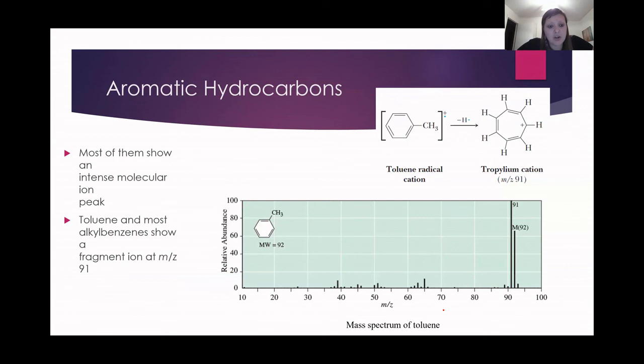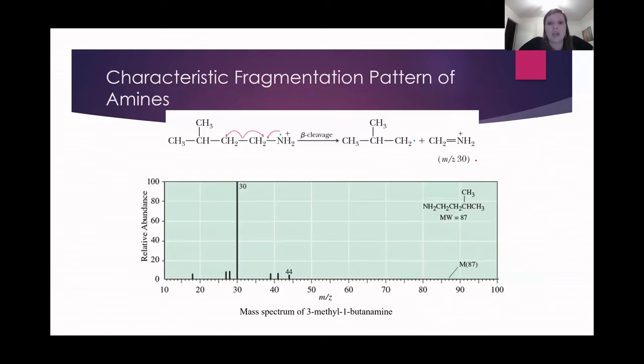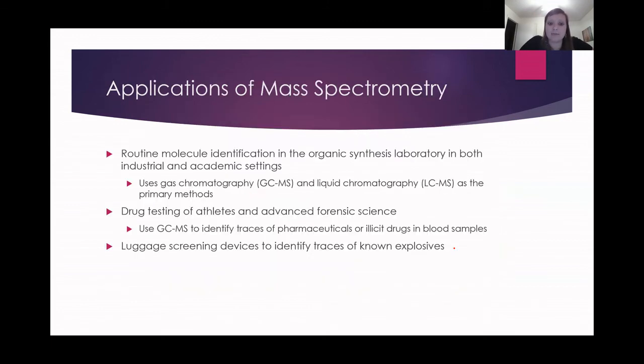Aromatic hydrocarbons undergo a fragment rearrangement that results in a tropylium cation. Something that has benzene in it is always going to show a strong peak at M/Z of 91. Amines undergo a characteristic fragmentation pattern, as you can see here. It's called beta cleavage. So alpha cleavage is right next to our functional group, beta cleavage 1 carbon away. This shows a base peak at 30 and a relatively insignificant peak for our molecular ion at 87.